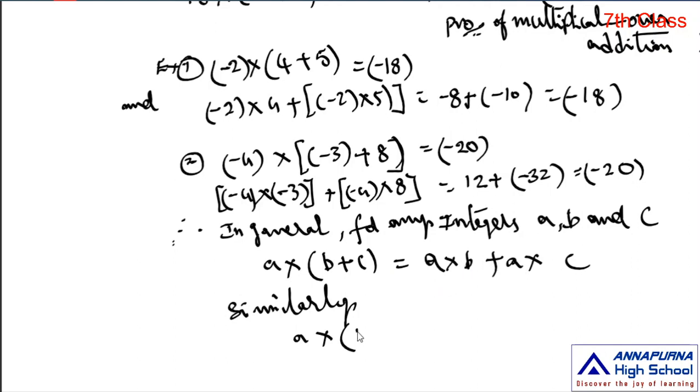A into (b plus c) is equal to a into b plus a into c. In the same way, a into (b minus c) is equal to a into b minus a into c. Here plus is there, so we get plus. Here minus is there, so we put minus. So this is the distributive property of multiplication of integers over subtraction. This is okay.